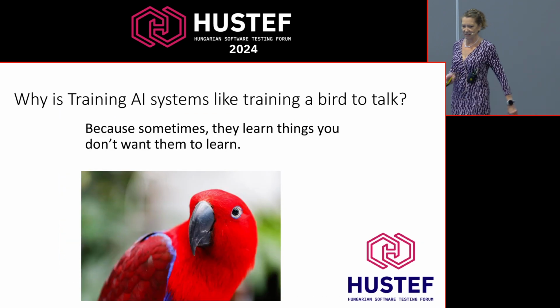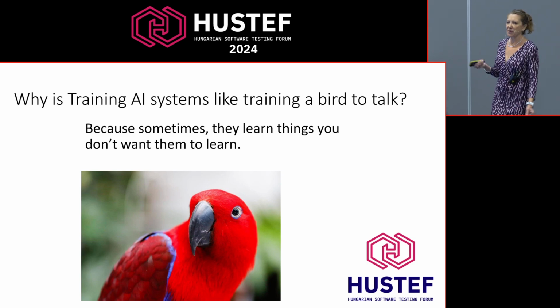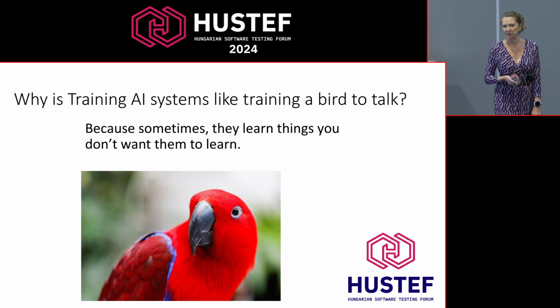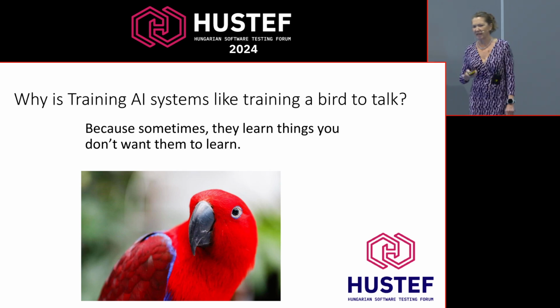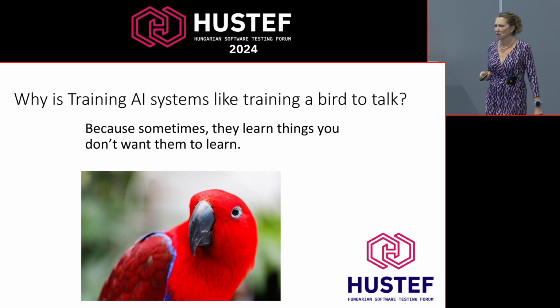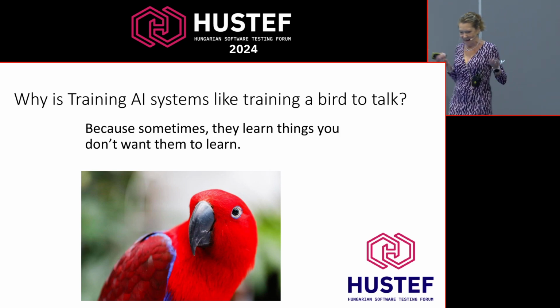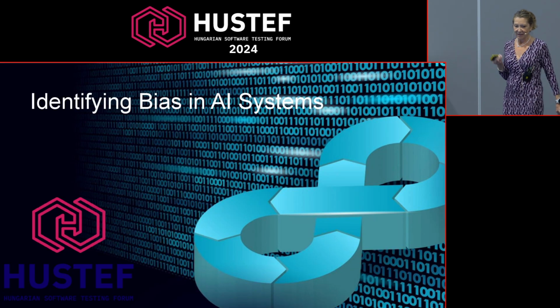I kind of liken training AI systems to teaching a bird to talk. My sister and I had a bird when we were kids, and we were always trying to teach it to talk, except my mother had to be the one to clean the cage, and she would be cleaning. "Oh, what a dirty bird!" She didn't like the bird, but that's another story. So what happened? Dirty bird, dirty bird. The bird called himself dirty. It learned something that we didn't want it to learn. So that's the next problem with bias in AI.